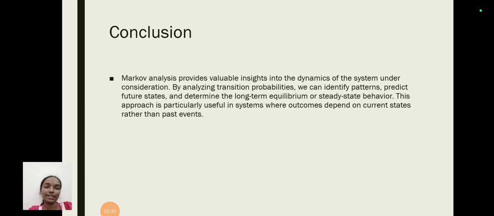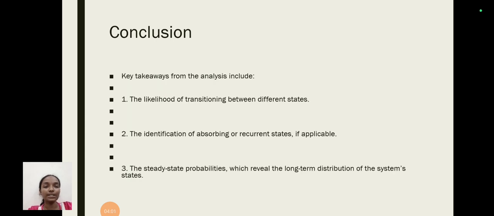Next, let us know the conclusion of this Markov analysis topic. Markov analysis provides valuable insights into the dynamics of the system under consideration. By analyzing transition probabilities, we can identify patterns, predict future states, and determine the long-term equilibrium or steady state behavior. This approach is particularly useful in systems where the outcome depends on the current state rather than the past events. Next, these are all the key takeaways from the analysis.